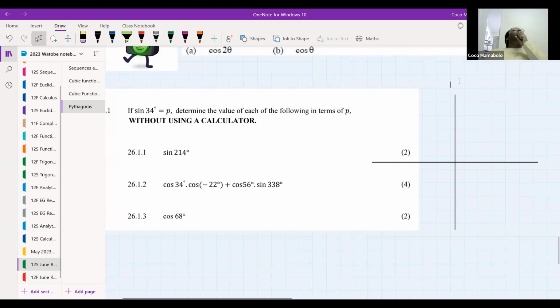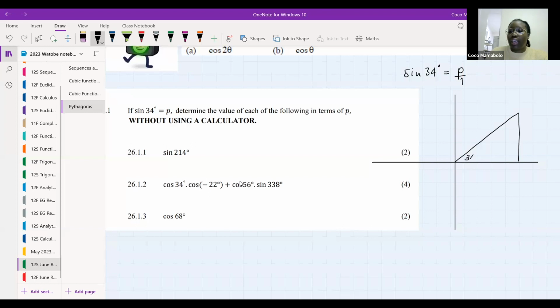Now, they're telling me that I've got sine of 34 degrees, and this is equal to P. Because I know that sine of theta is y over r, I'm going to rewrite sine of 34 as P over 1. I know that this is positive. They haven't told us what quadrant to put it in, so I'm going to put it in the first quadrant to make my life easy.